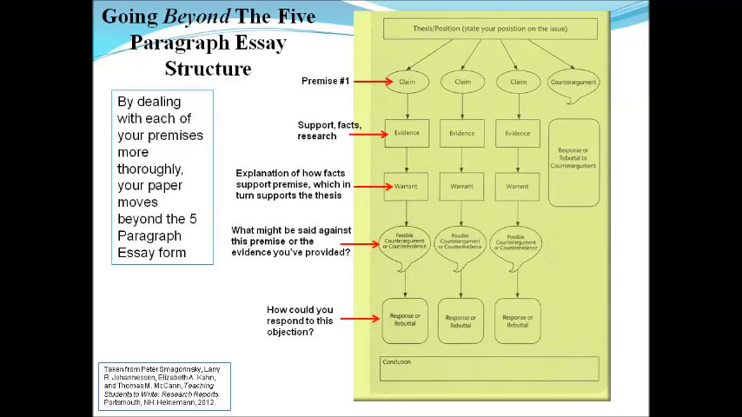So, here you've got a nice little flow chart for how to go beyond the 5-paragraph essay theme, right? By dealing with each of your premises more thoroughly, your paper moves beyond the 5-paragraph essay form. So we start with your thesis position, where you state your position on the issue, and then you have your series of claims. So there's premise 1, for instance, which supports the thesis. You then offer up some evidence, some facts, some research, quotations, whatever, and then you're explaining with your warrant how these facts that you just provided support the premise, which in turn supports the thesis.